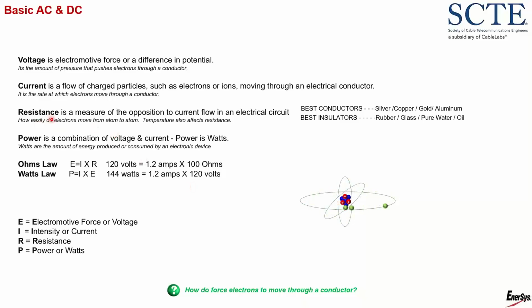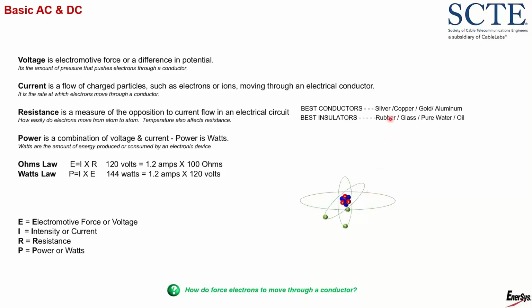Resistance. What is resistance? Well, resistance really comes down to how easy is it for me to move those electrons from atom to atom to atom. So like I said, everything's made of atoms, correct? Some things electricity will move through and some things electricity won't move through. So conductors. Conductors are elements where you can get those electrons to move from atom to atom to atom.